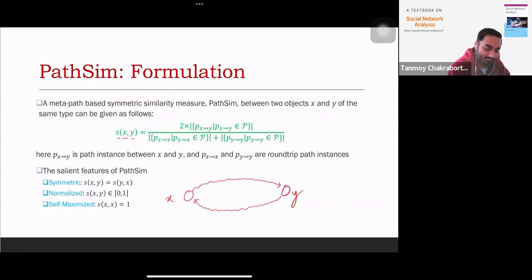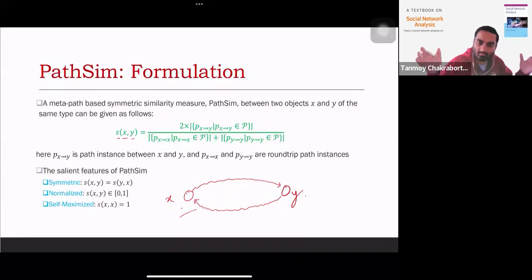Okay, so it is basically saying that, out of how many round trip metapaths, out of how many round trip metapaths starting from X and starting from Y.